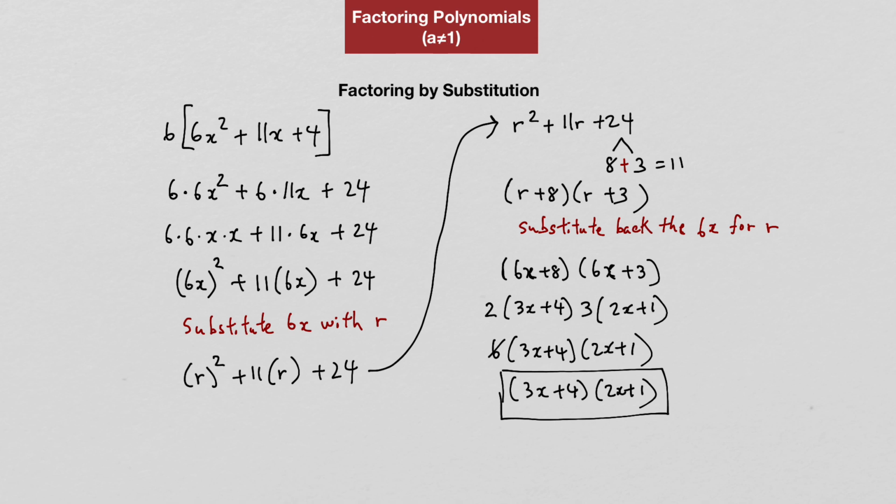Okay, so those are two methods for factoring polynomials when a is not equal to 1. Hopefully this made sense to you. If any of this was not clear, please go back to the beginning of the recording and listen to this again. Thank you.